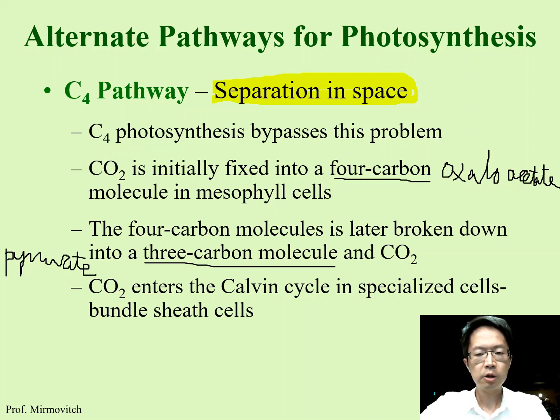And basically the carbon dioxide binds with the oxaloacetate, keeping the carbon dioxide in this form. And then, actually, oxaloacetate will become malate. Later on it will become malate. Malate is another 4-carbon molecule.